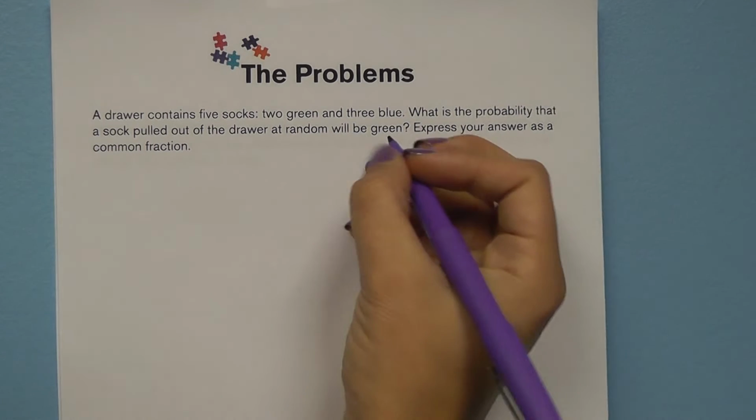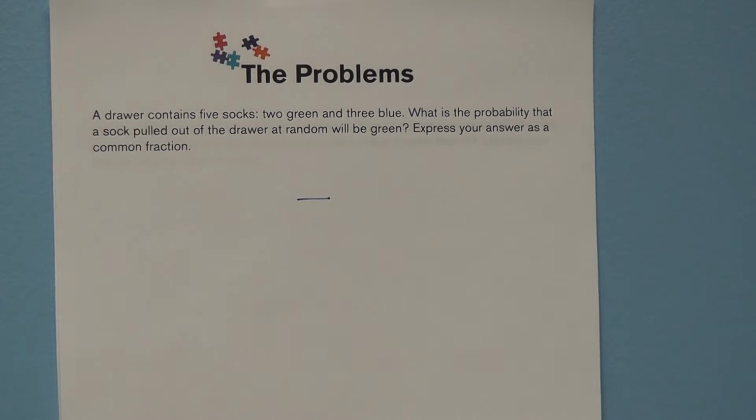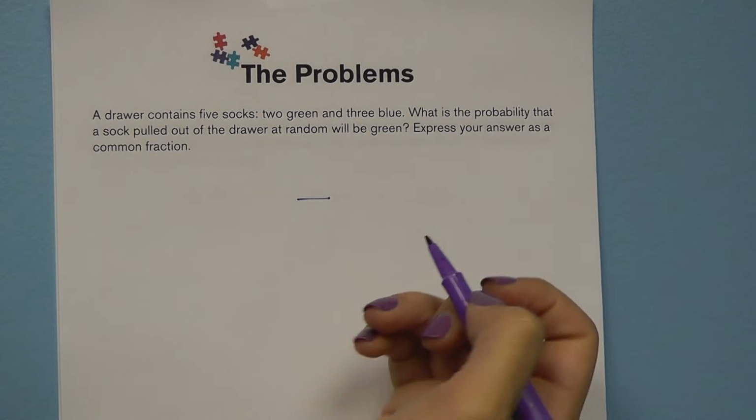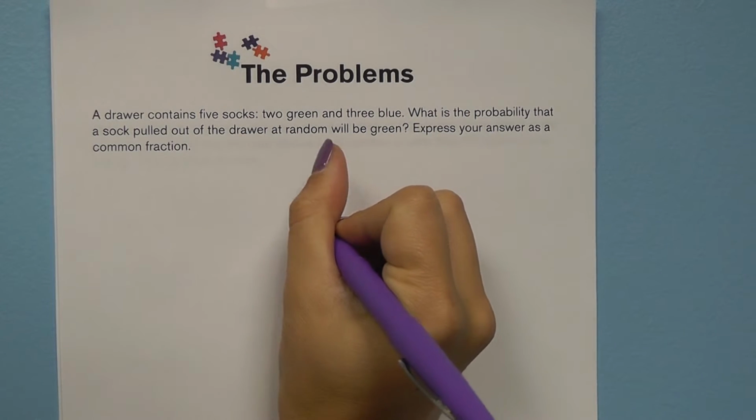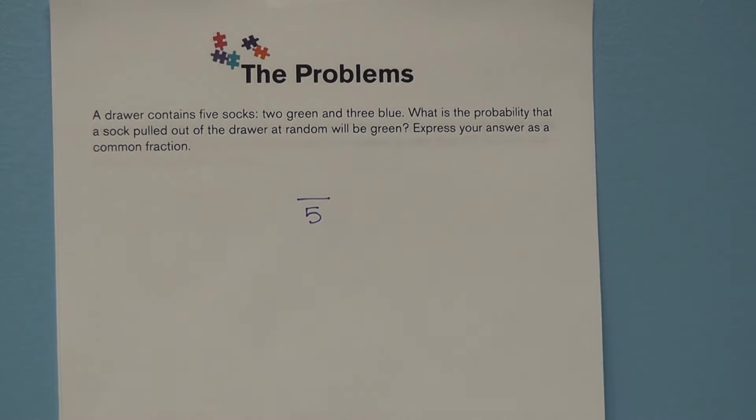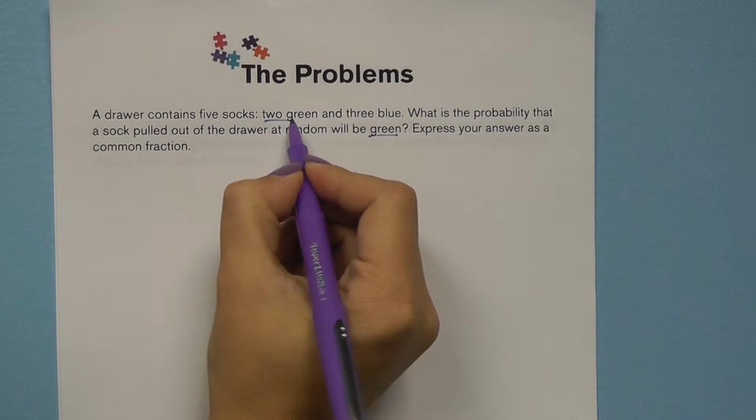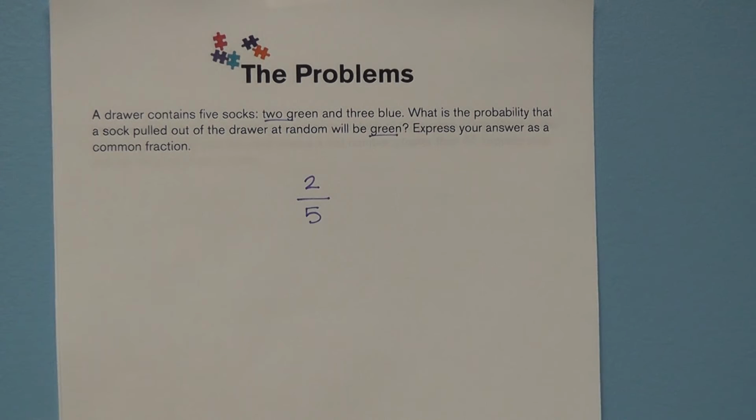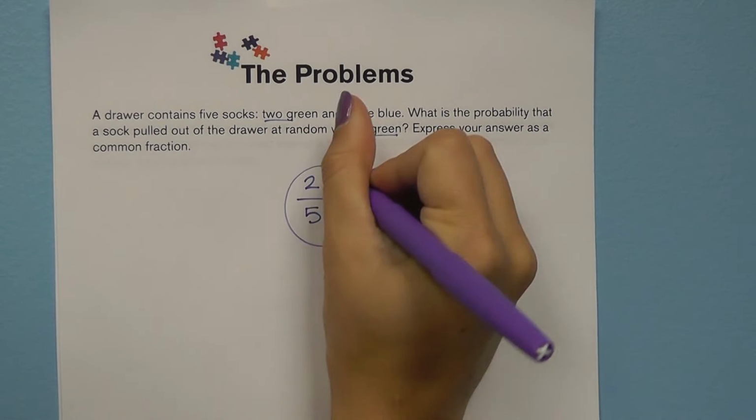So all we need to do is set up that ratio again. And on the bottom, we're putting our total possible outcomes. And in here, we have 5 socks, 2 green and 3 blue. So there are 5 possible socks that we can pull out of there. Of those, we're looking at the probability of pulling green, and we know that we have 2 green socks, so our favorable outcomes is 2. So the answer to this problem is 2/5.